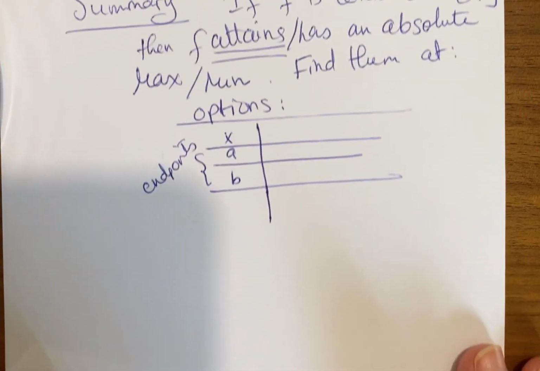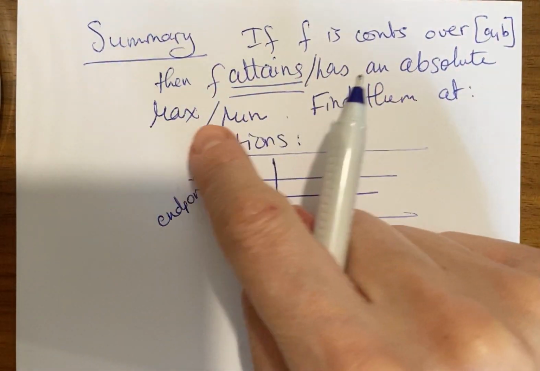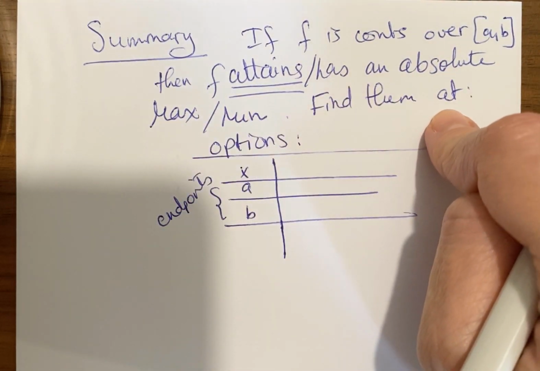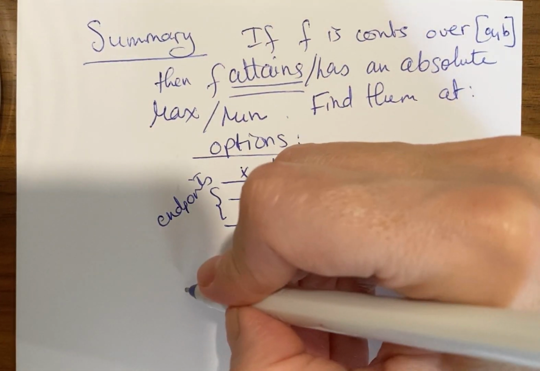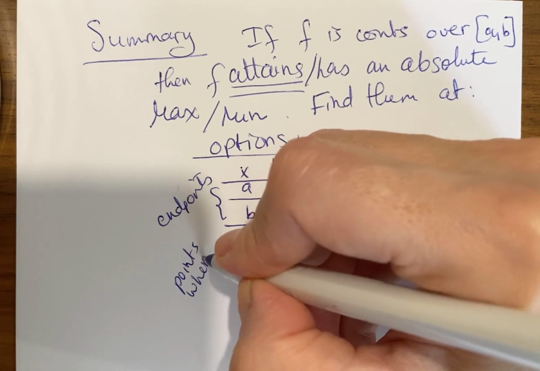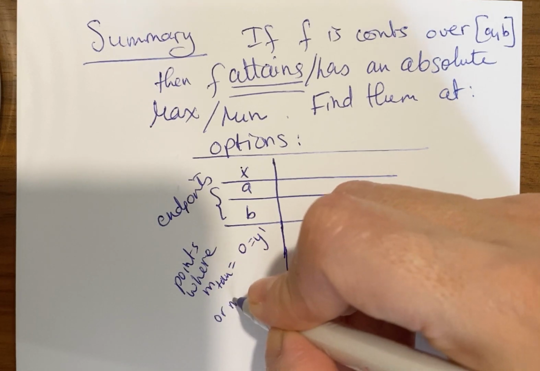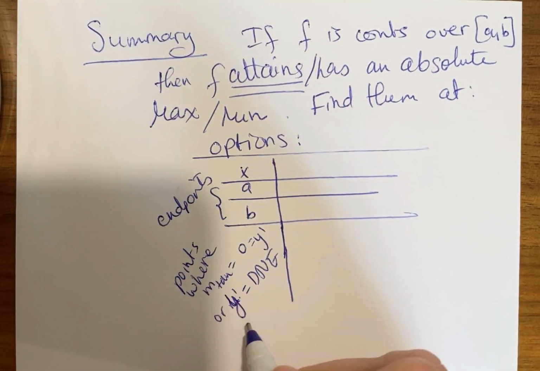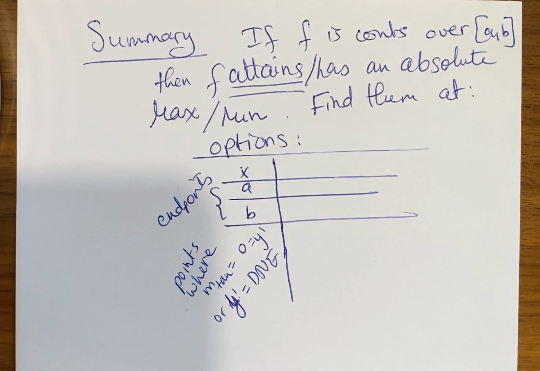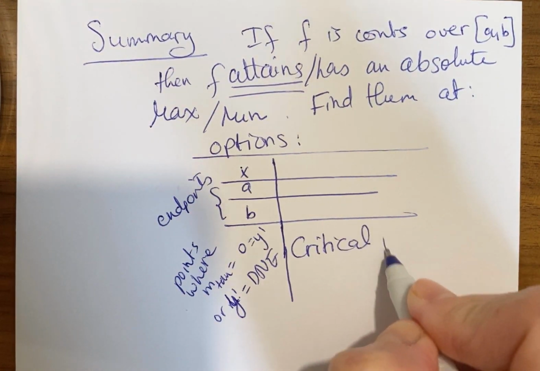So that's why, if I want to summarize now, if f is continuous over a closed interval, then we know for sure f has an absolute max and min. Where can those absolute max and min happen? They can happen at the endpoints. They can happen at points where the derivative is 0 or the derivative does not exist. Those points where the slope or the tangent or the derivative is 0 or the derivative does not exist are points which we call critical points.